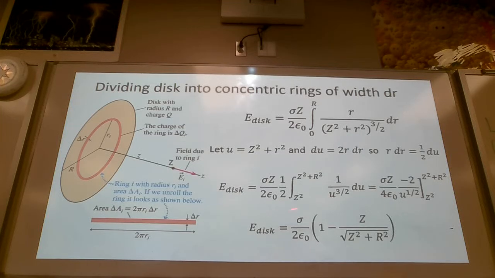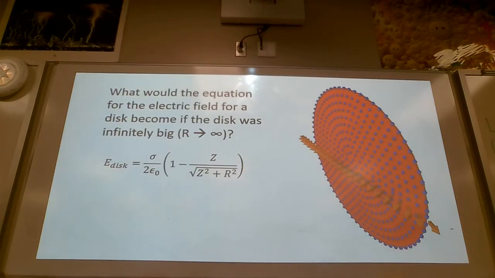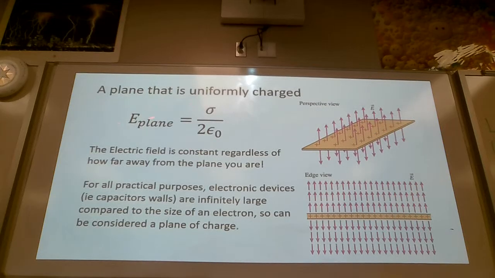Okay, so we developed this expression for electric field from a disk. If we considered what would happen if we made the disk infinitely big, so radius is infinity, we find this expression goes to 0, and so we get this as an expression for an infinite plane of charge. The electric field that infinite plane of charge produces does not matter how far you are away from the plane of charge, the electric field is going to be constant. When do we actually see this?